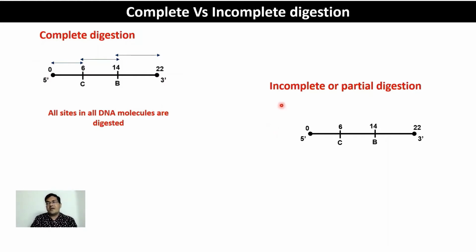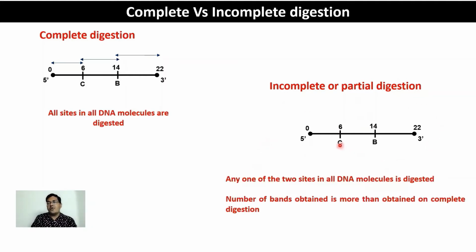So now let's look at incomplete or partial digestion. So here is the same DNA molecule again. And what is partial or incomplete digestion? So not all sites in the DNA are digested, because you are giving less reaction time. There is just enough time to digest either this site or this site here. So of the 100 DNA molecules that you have, approximately 50 would have a cut on C, and another 50 would have a cut on B, right? And accordingly, you'll have different fragment sizes.